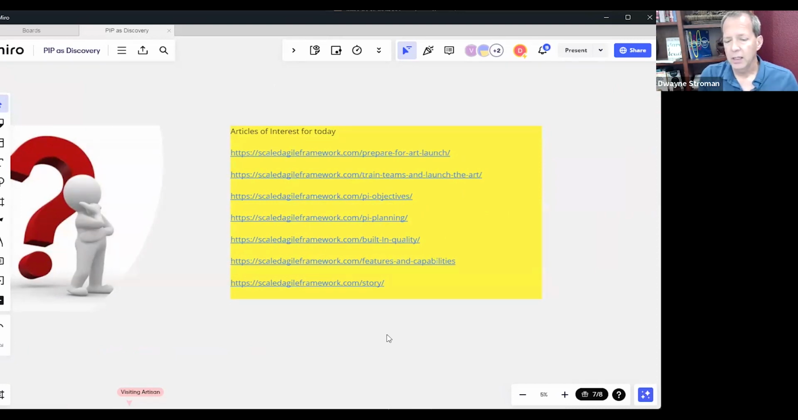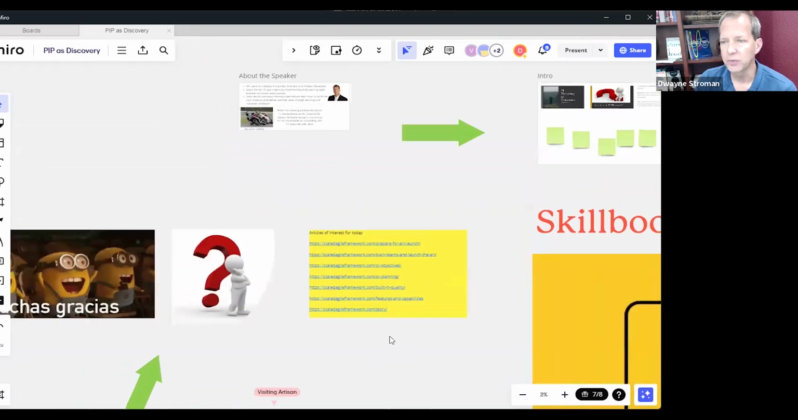Teams create objectives. That's another key thing to clarify is teams create the objectives. They're not created for them. As they create those objectives and we have business conversations, business owner conversations, get business value, they become part of the ART's goal, the objective for the ART, and they become PI objectives. What we're trying to accomplish as an ART during this PI.